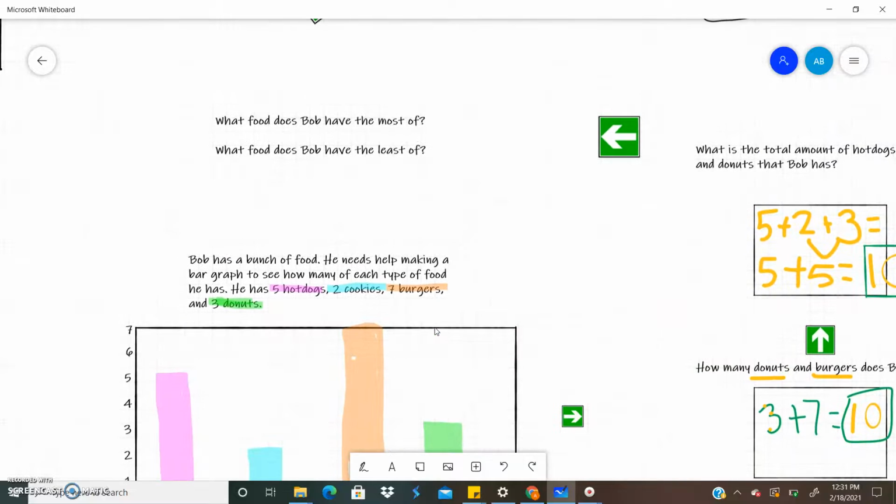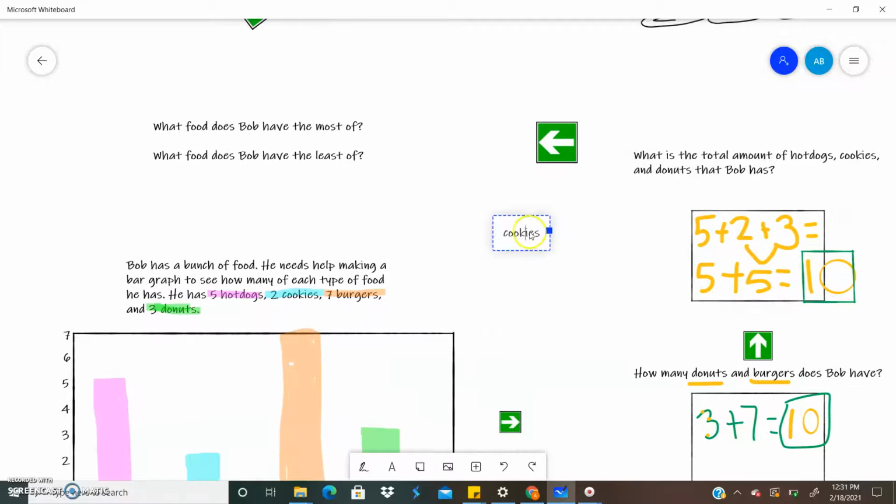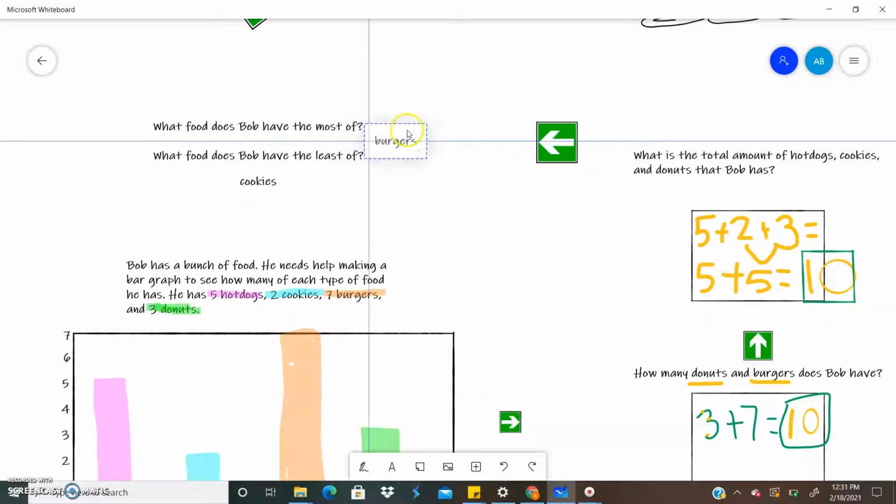Cookies are going to be the least. And we said burgers were the most. Good job. All right, let's see what's next.